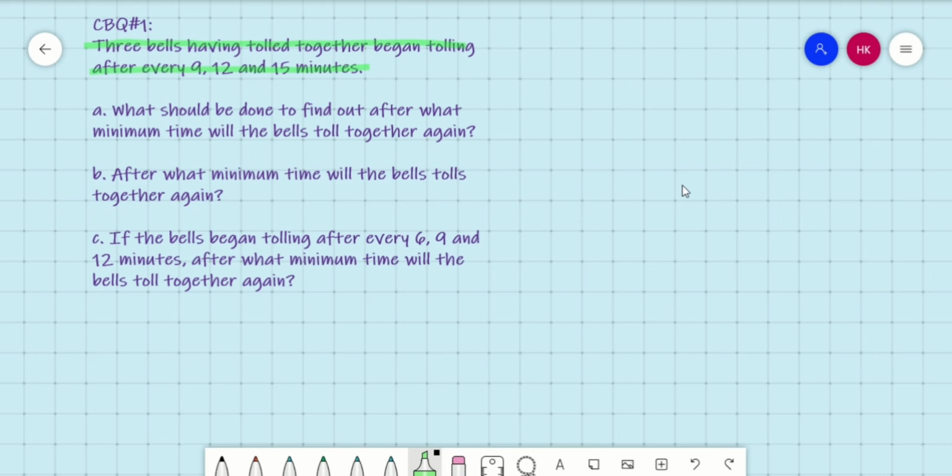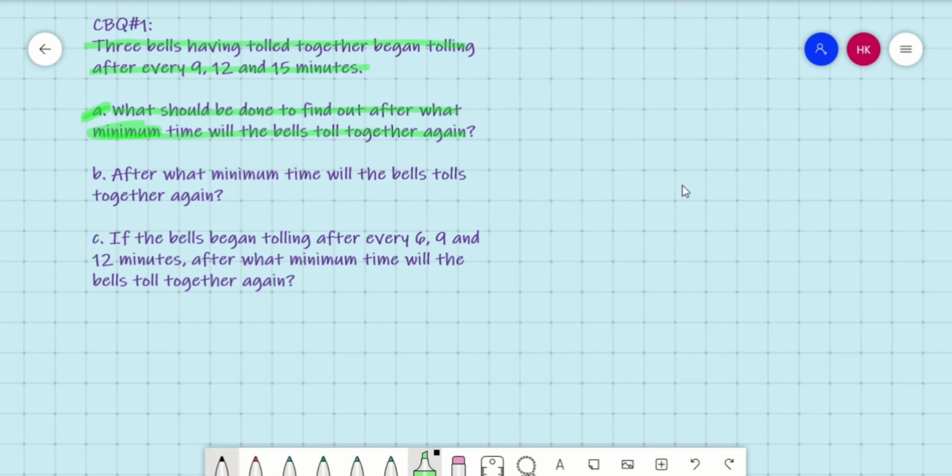Question number A asks, what should be done to find out after what minimum time will the bells toll together again? So what type of math is this? What can we do for this math? For these types of bells, when it is asked to say minimum or least, we should do LCM.